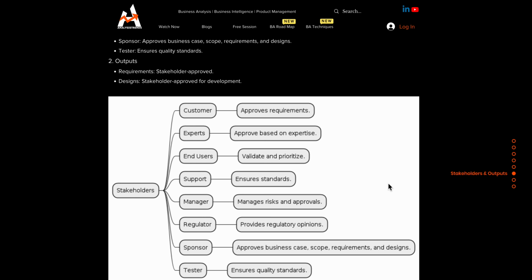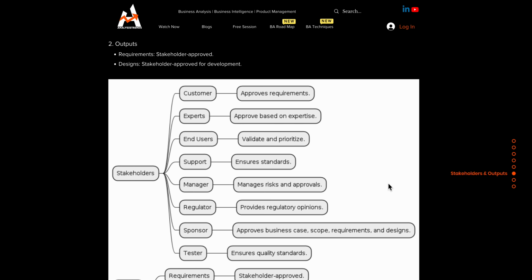Next we move on to the stakeholders. Every stakeholder is involved in the approval of requirements, but not all stakeholders are responsible for approving or making a decision. Only the experts, the end users, or the key stakeholders are responsible for approving the requirements.